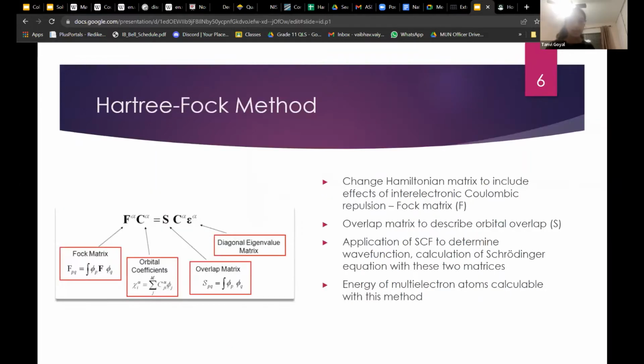And now moving on to the Hartree-Fock method. The equation on the left is similar to the Schrödinger equation. F is the Fock matrix, or the sum of the Hamiltonian matrix and Coulombic repulsion matrix. C is the sum of the wave functions that we create using the self-consistent field method. S is the overlap matrix, which describes how the orbitals overlap each other. And epsilon is the energy for each of the orbitals. Then we can add up all of the epsilon values to receive the total energy.